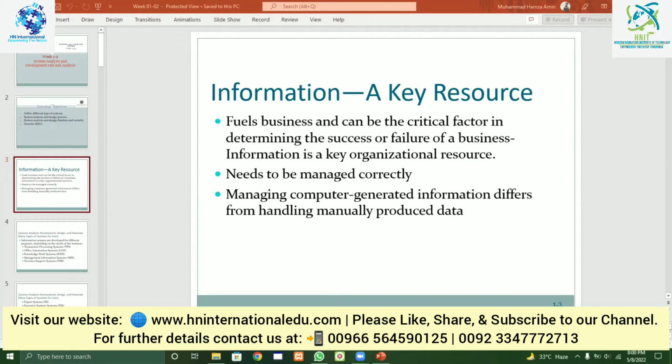And if you use manually handled data, it will give you some precision and less accuracy in the data results. Okay, similarly, these points say you need to manage your data correctly. You have to use specific tools to manage your data, and that data gives you ultimate information as a result.